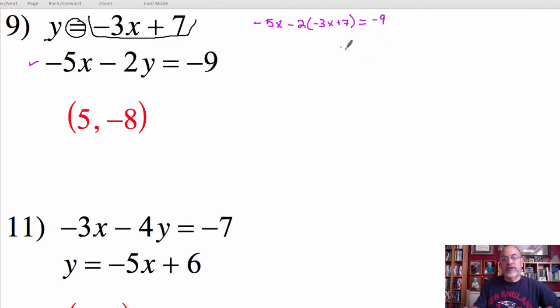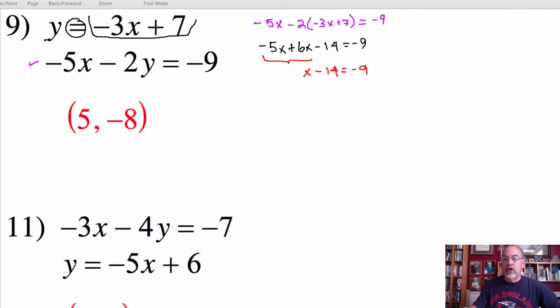Now I simply have an equation where I have to distribute first in order to remove the parentheses, but we're going to solve this just like we've been solving equations all year long. Okay, so the negative 2 times the negative 3 is a positive 6x. The negative 2 times the 7 is negative 14, and it equals negative 9. That removes my parentheses. Now, in solving equations, before we go on, we want to simplify each side or add like terms. So I have a negative 5x and 6x here, which can be added together to give me x.